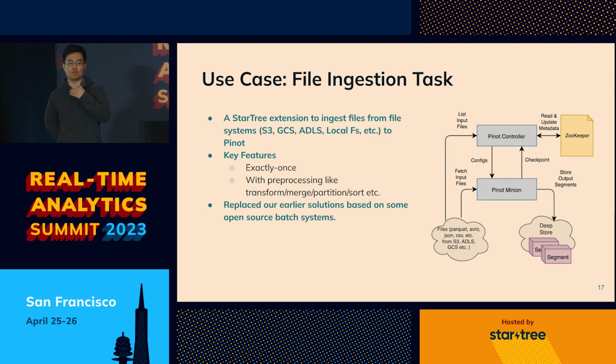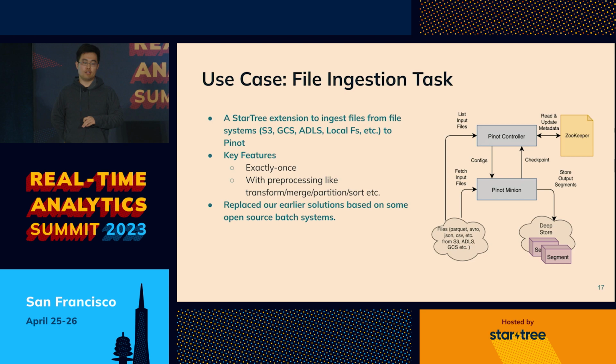Now I will use two Minion tasks as examples to show how we tackle very complex operations in Pinot. The first example is the file ingestion task. At a very high level, it is an extension to ingest files from any type of file system, for example, blob stores like S3, GCS, ADLS, or even local FS. So it can ingest files from all those kinds of file systems into Pinot.